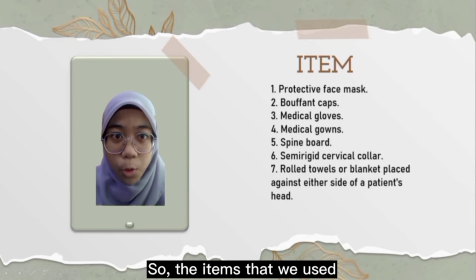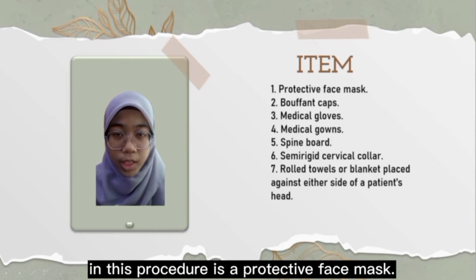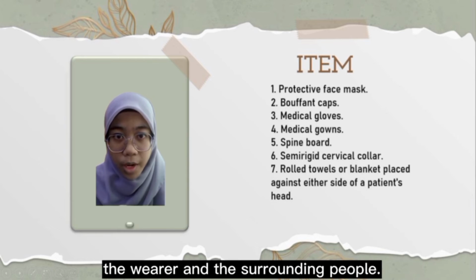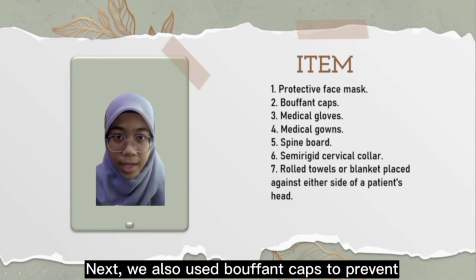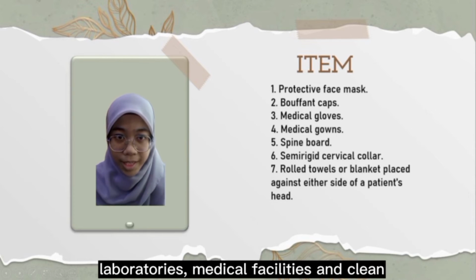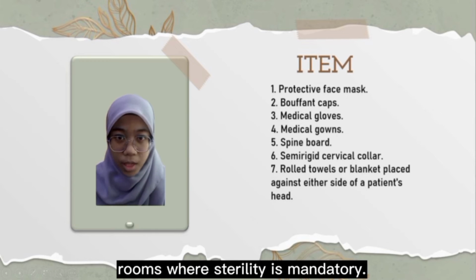So, the items that we use in this procedure is a protective face mask. It is to prevent entry of pathogens through the airways and has the role of protecting both the wearer and the surrounding people. Next, we also use bouffant caps to prevent stray hair from contaminating a work area in laboratories, medical facilities, and clean rooms where sterility is mandatory.